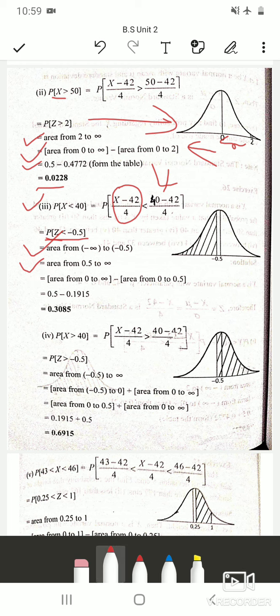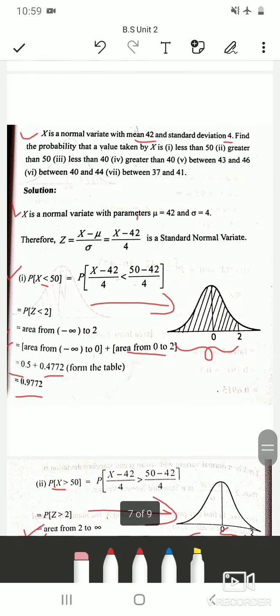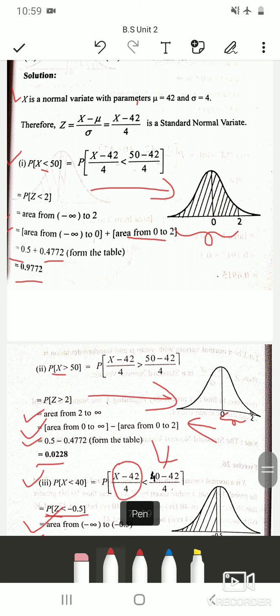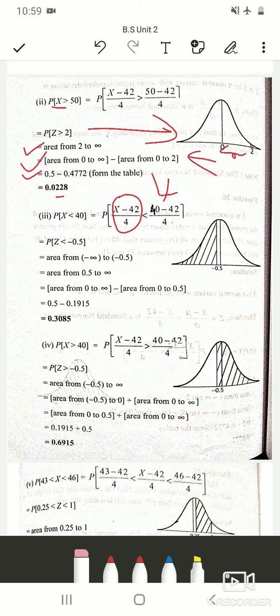So the area from 0 to 0.5, under z check for 0.5, is 0.1915. So they have got the value of the area from 0 to 0.5. When you subtract from 0.5, you will get 0.3085. So this is the probability of x taking values less than 40.